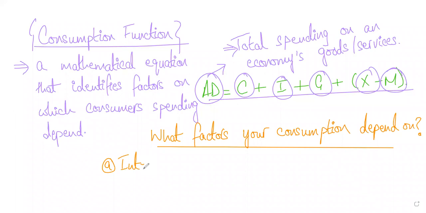Interest rates: if interest rates are higher, you borrow less, so you also spend less, and so on. We know this, right? Then the price of goods is a very important factor. If prices get more expensive, you will consume less, because you have to save for the future. These days we are studying this in AS.